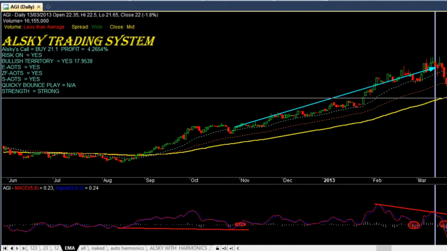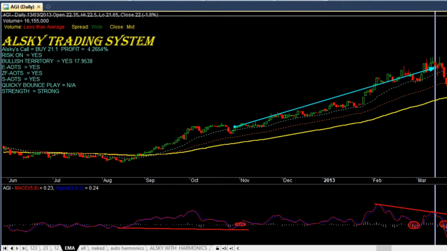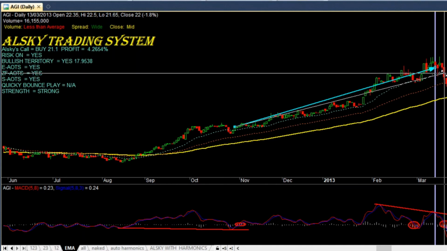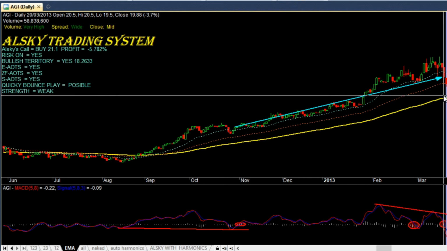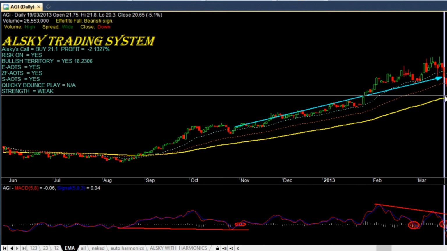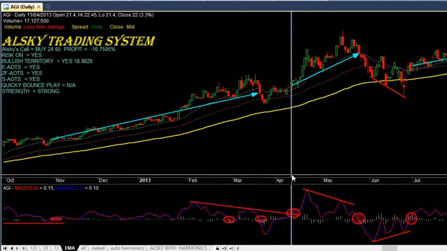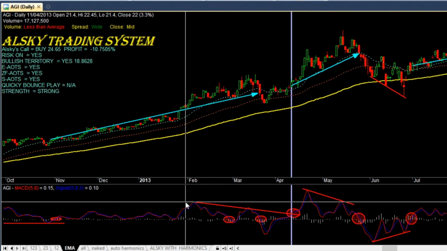Mas maganda if mag-sell ka doon sa crossover after the bearish divergence if you want to sell higher. But it could also continue upward. So we are going to sell. We can also sell on the confirmation when our price close below the 20 EMA and our MACD goes below the zero line.